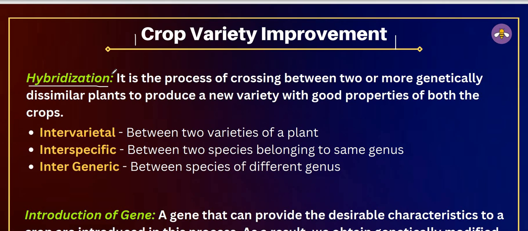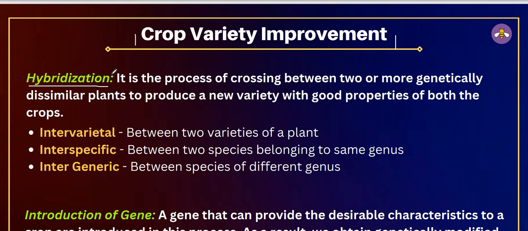For intergeneric, their genus must be different, right? These are having the same genus. So let's say potato and what you have is cabbage or cauliflower. When you crossbreed them, you will get something else. Interspecific means between two species belonging to the same genus. In interspecific, you can take the example of potato and tomato, because they have the same genus.